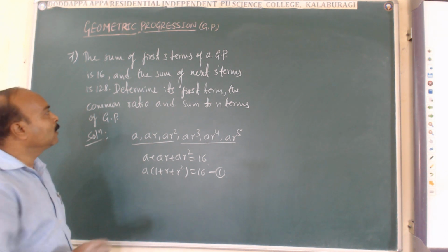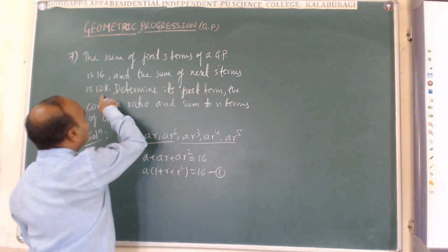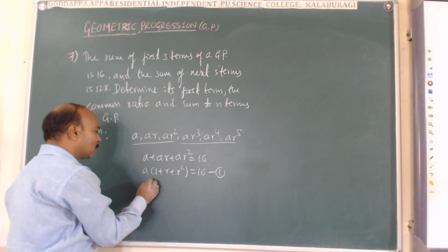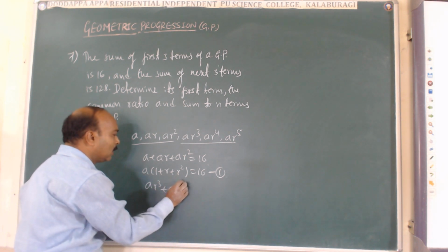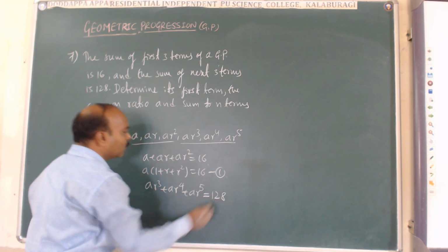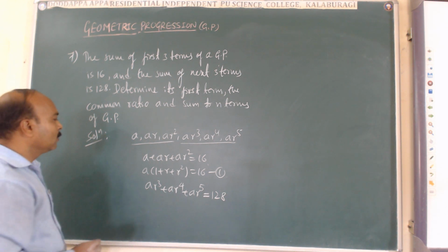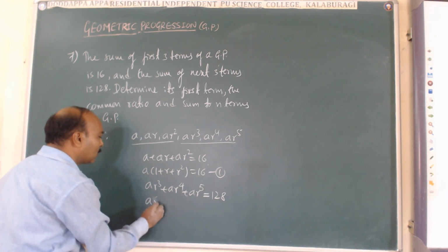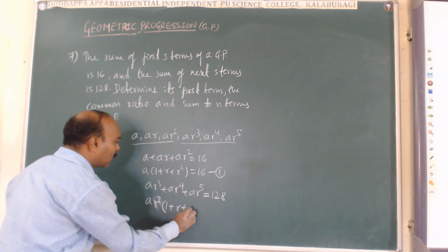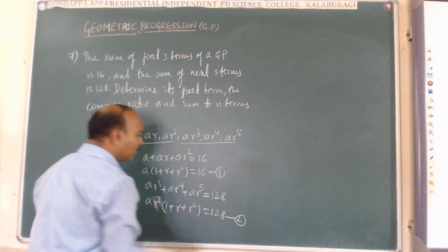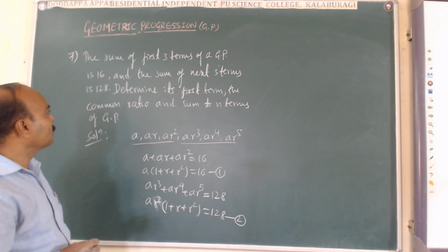And also it is given that the sum of the next three terms is 128. The next three terms are nothing but ar cube, ar raised to 4, ar raised to 5. Sum means ar cube plus ar raised to 4 plus ar raised to 5 equal to 128. Now here what is common? a is common, and also r cube is common. We get a r cube into 1 plus r plus r square equal to 128. Call this equation number 2. Now we calculate the first term and the common ratio.